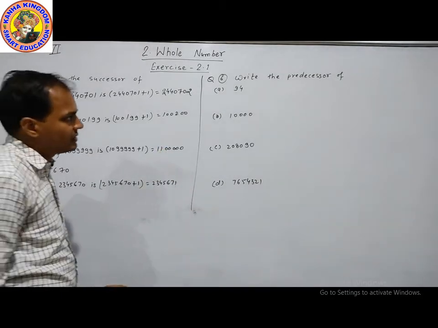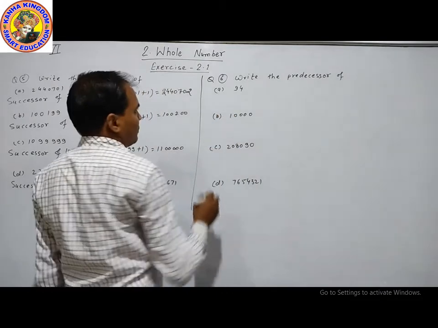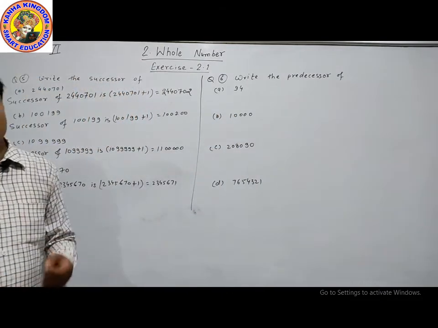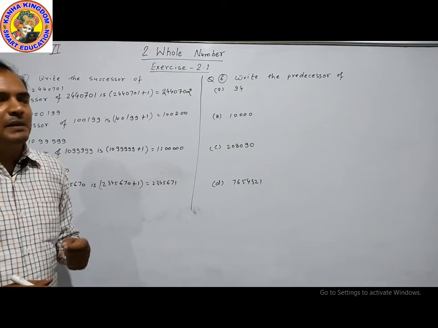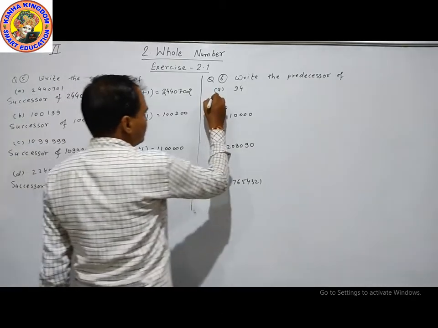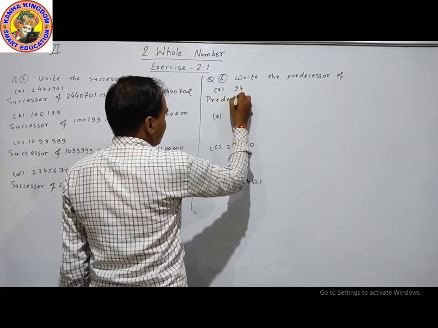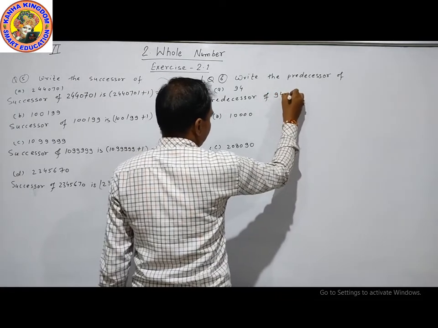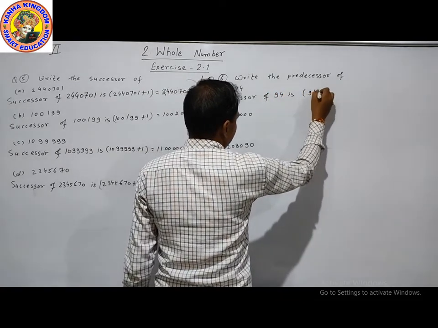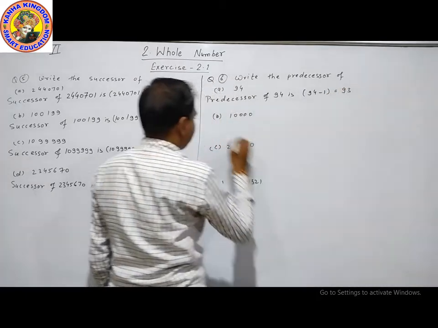Taking question number 6: write the predecessor of this number. What is the predecessor? Predecessor is our previous number. How to find the previous number? By subtracting 1, meaning minus 1. Predecessor of 94 is 94 minus 1, answer is 93.